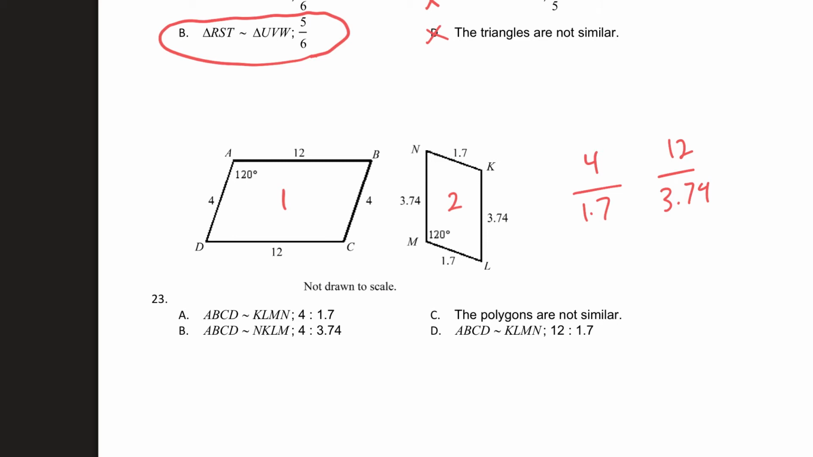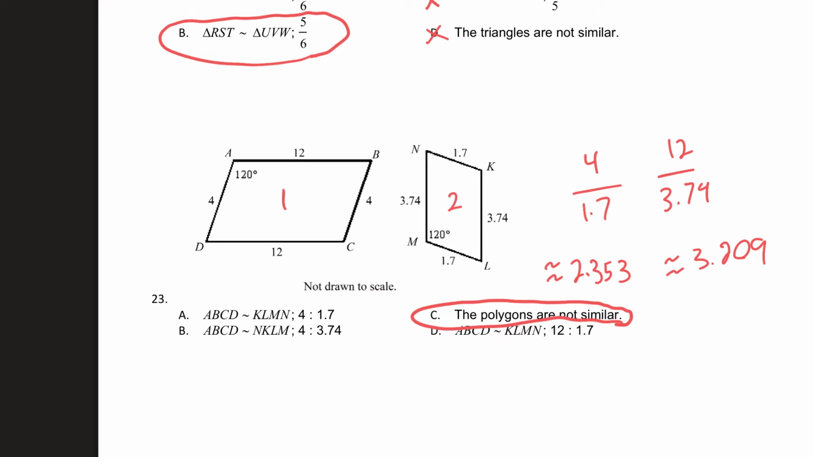Certainly a good time to bust out a calculator here. So 4 divided by 1.7 is approximately 2.353. Okay, so if 12 divided by 3.74 is the same, then they're similar. So 12 divided by 3.74 is approximately 3.209. Those are not the same numbers. These are not proportional. So the polygons are not similar. They do not have a standard scale factor that goes through the problems.